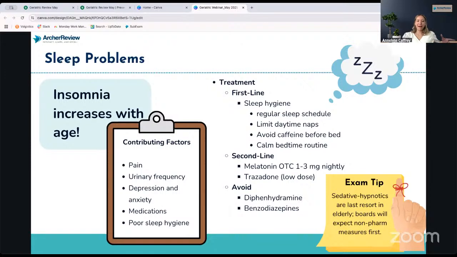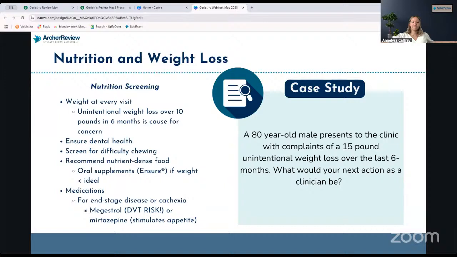Melatonin is going to be your best gentle friend. Trazodone's okay at a low dose, still not my favorite. I would say sleep hygiene and melatonin are going to be your best options.